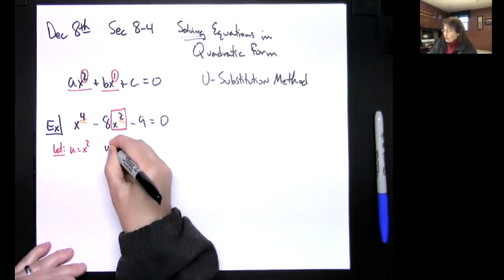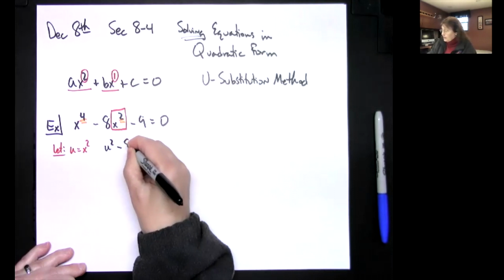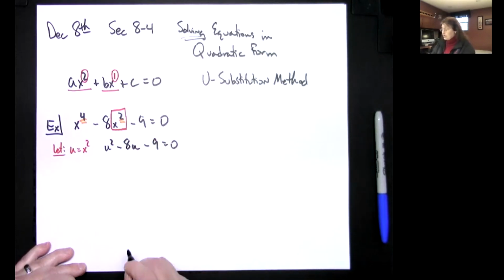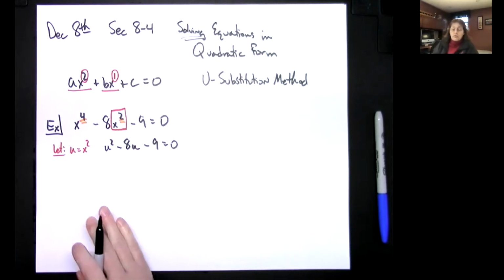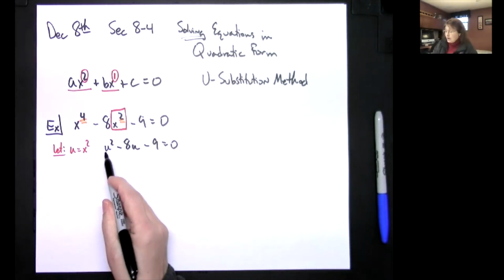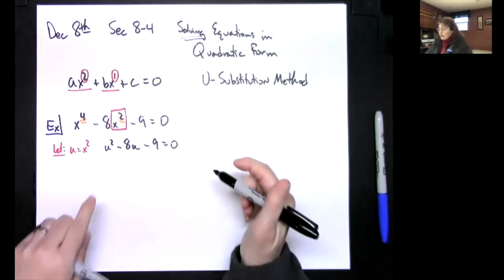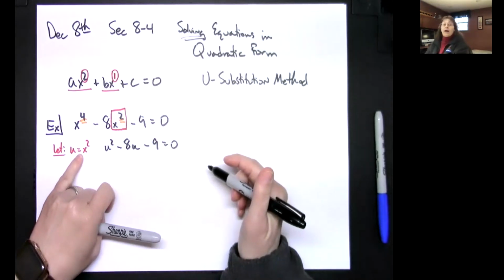So we'll have the u squared, and then minus the 8u, and then -9 equals 0. So we're just trying to get this down into a quadratic that's got a leading coefficient of 1. We got an x squared term and an x term. And if you remember, I had done this before of why and how.